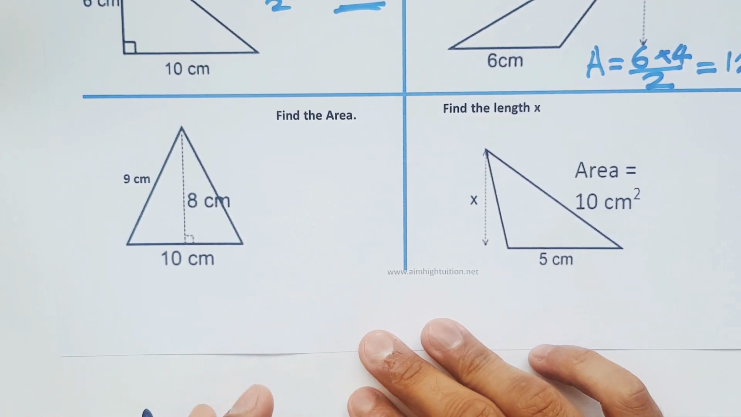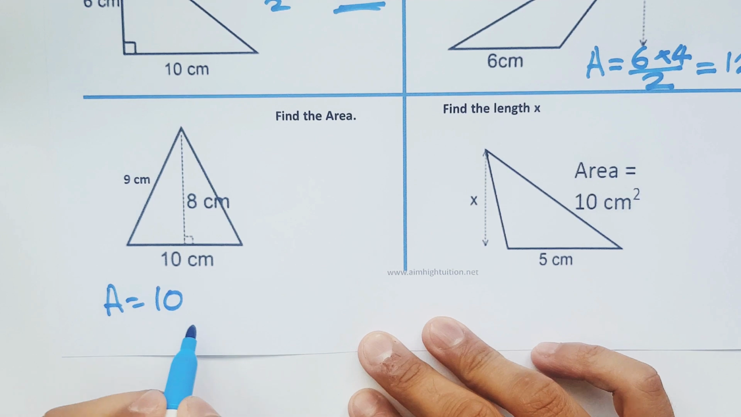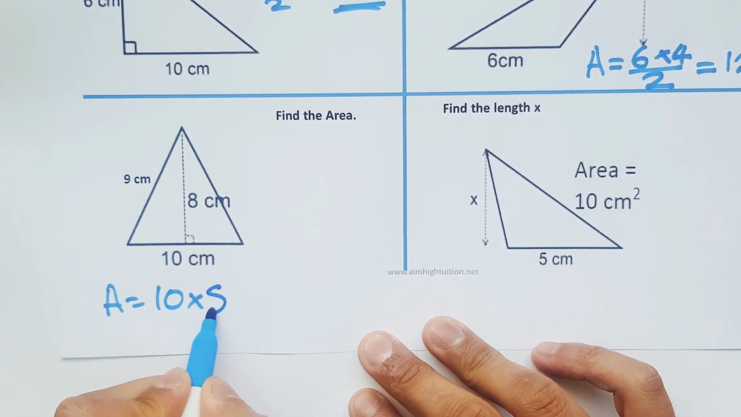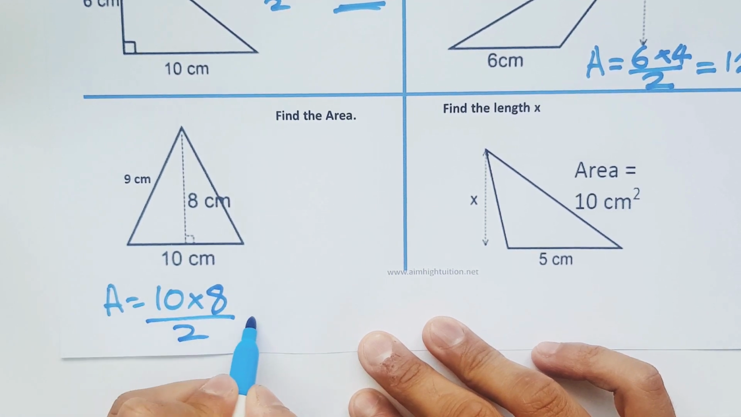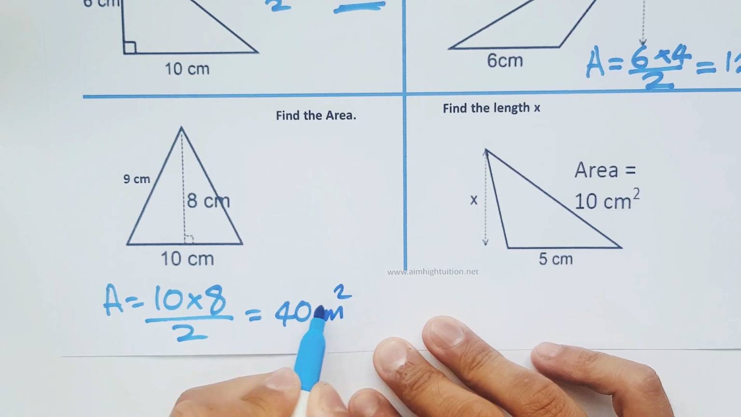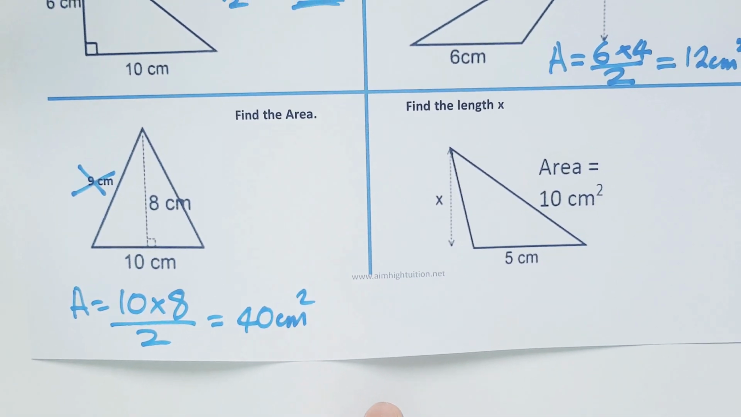Third one, you've got the base, which is 10, multiplied by the height, the perpendicular height, which is 8, and then last step, you divide by 2. 80 divided by 2 is 40 centimeters squared. Remember, the slanted part we didn't need to use. And the last one, slightly trickier.